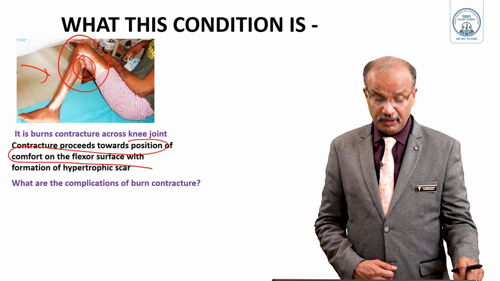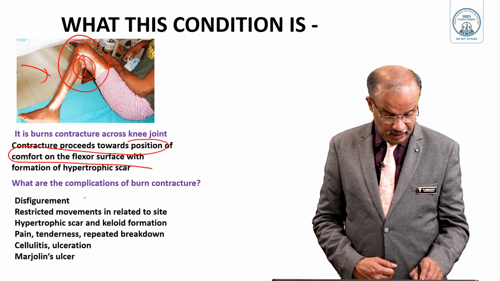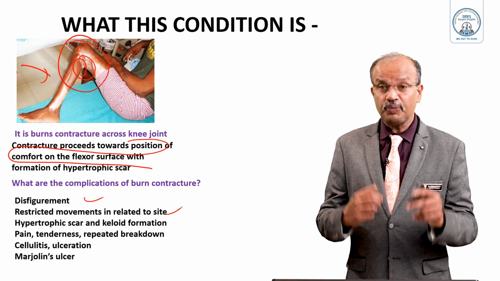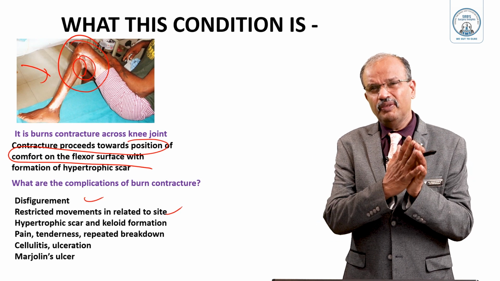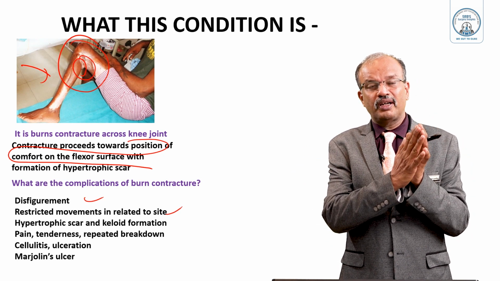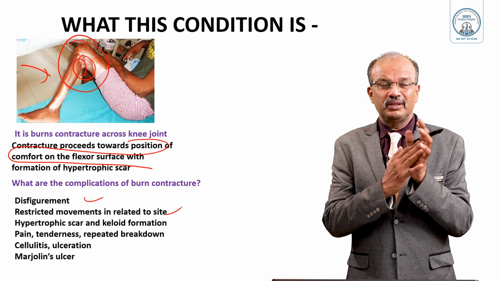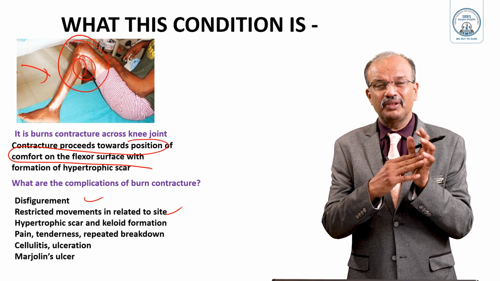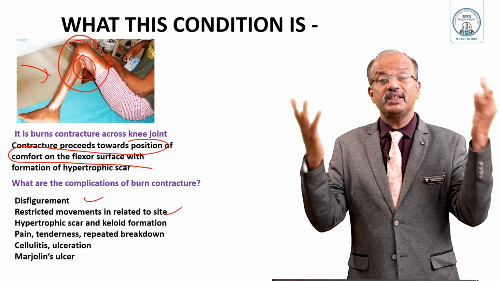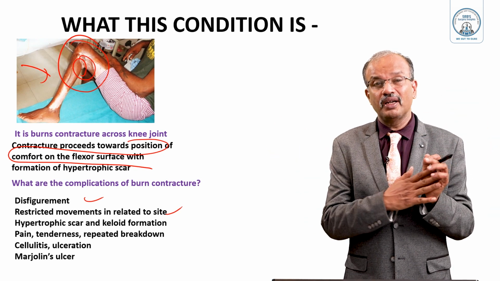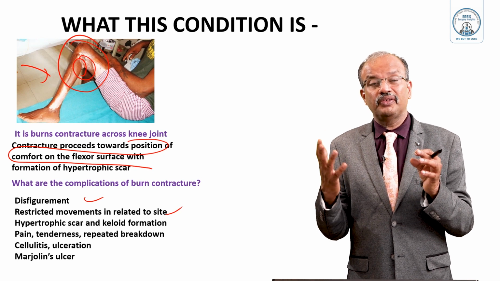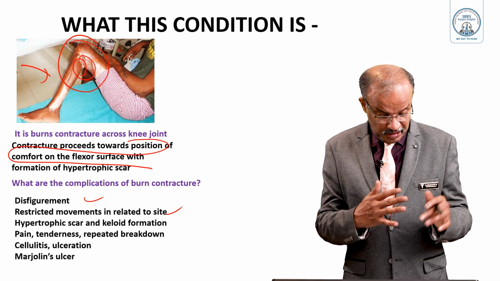So what are the complications of burn contracture? Disfigurement, restriction of movements related to the site. Hypertrophic scar and keloid; there is a difference which we are going to discuss some other day. What are the differences between hypertrophic scar and keloid? Keloid is genetically related, it is dark, often vascular, and it goes beyond the scar margin, unlike hypertrophic scar. It continues to develop and progress even after 6 months. So this is the difference.